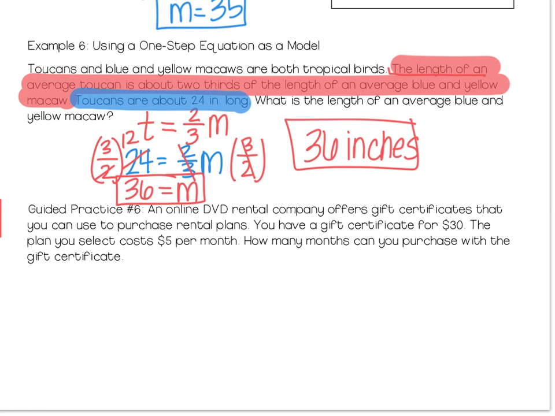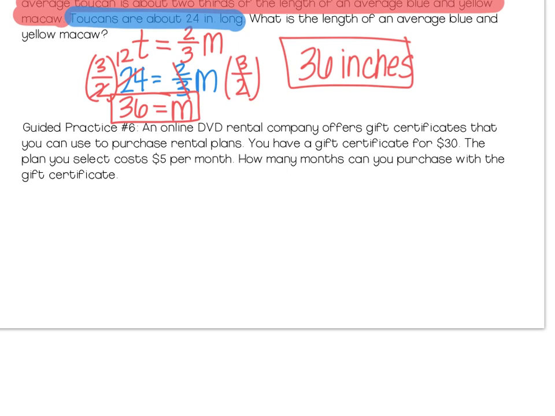Alright, guided practice number 6. An online DVD rental company offers gift certificates that you can use to purchase rental plans. You have a gift certificate for $30. The plan you select costs $5 per month. How many months can you purchase with the gift certificates? Pause the video, try to do this one on your own, and then I'll give you the answer in just a second.